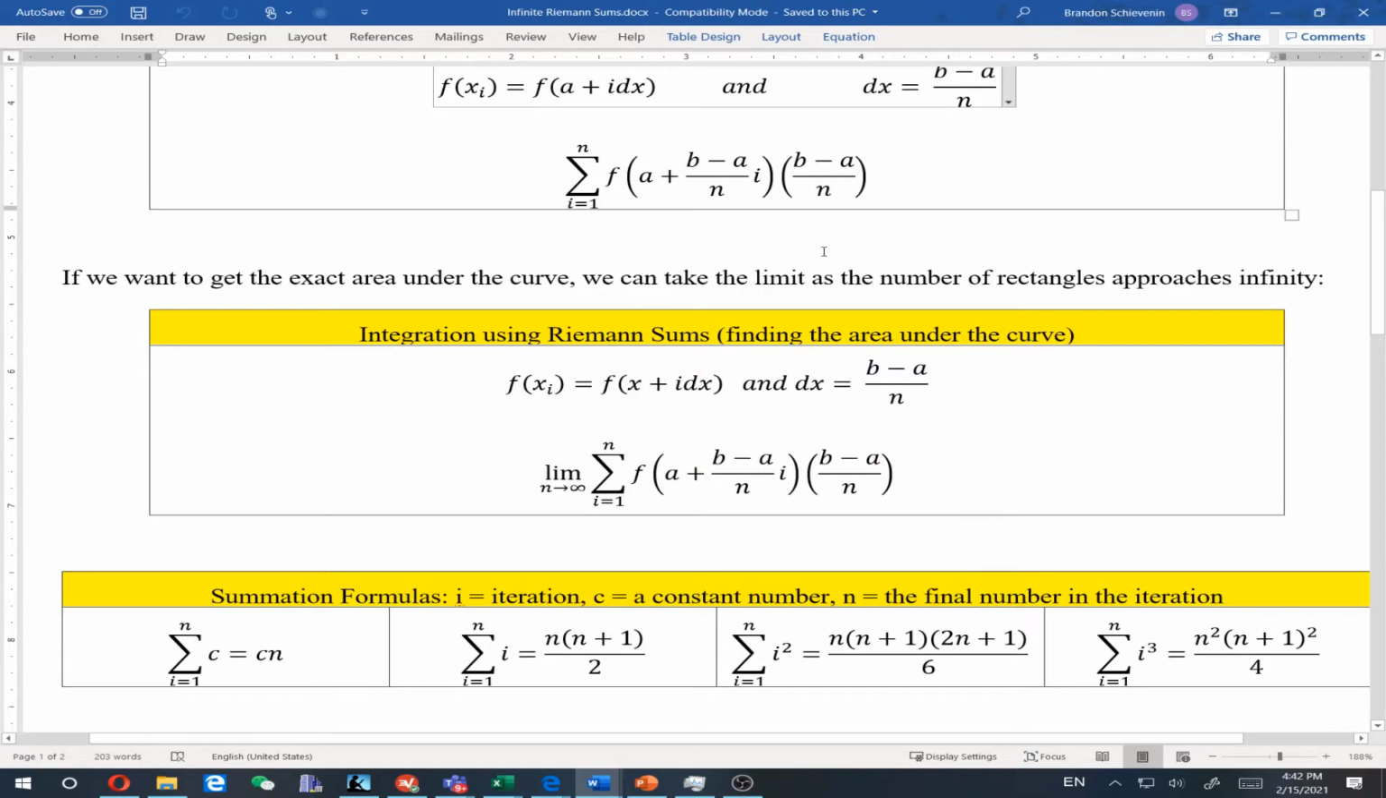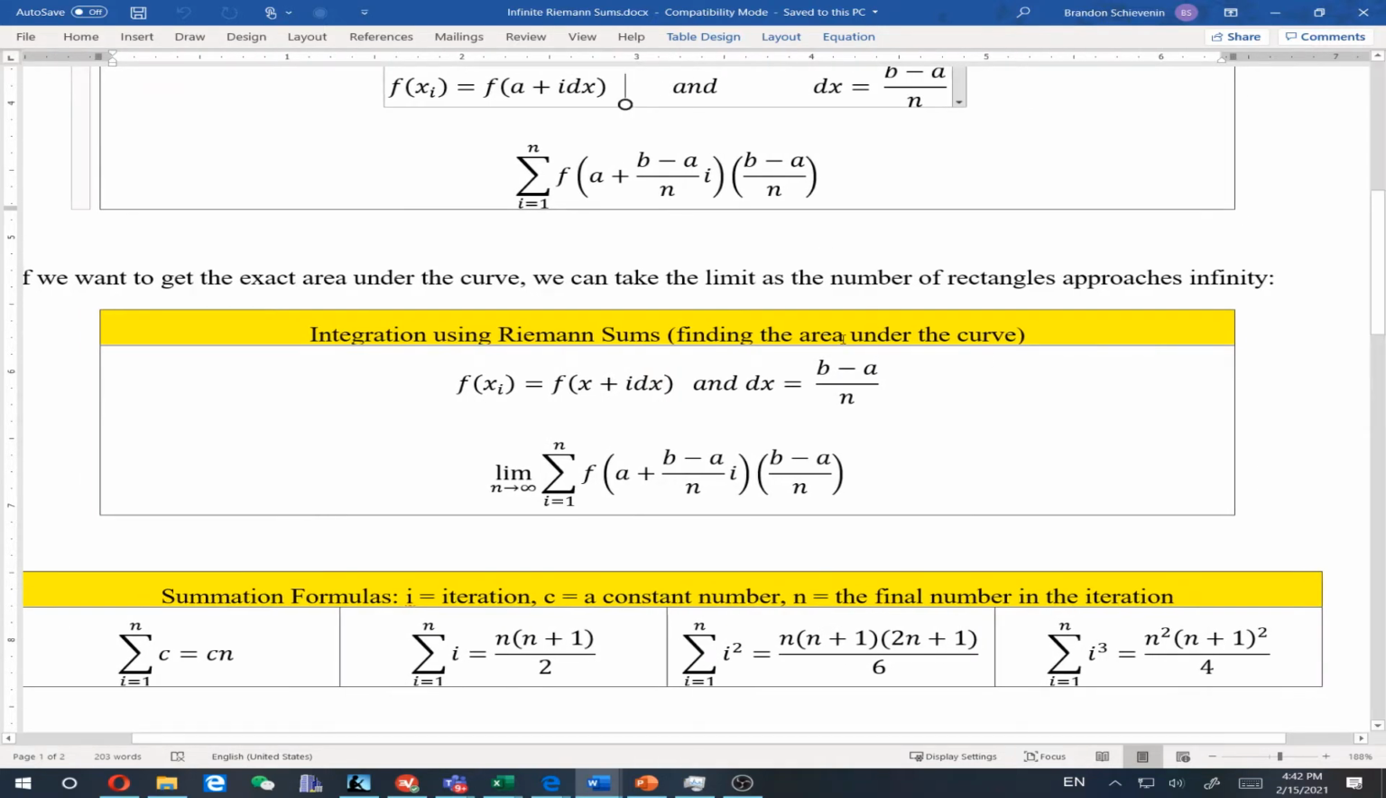Any questions on what's going on with our infinite Riemann sum formula first? Okay, if not, I'm going to jump down and we'll do one, using our infinite Riemann sum formula.